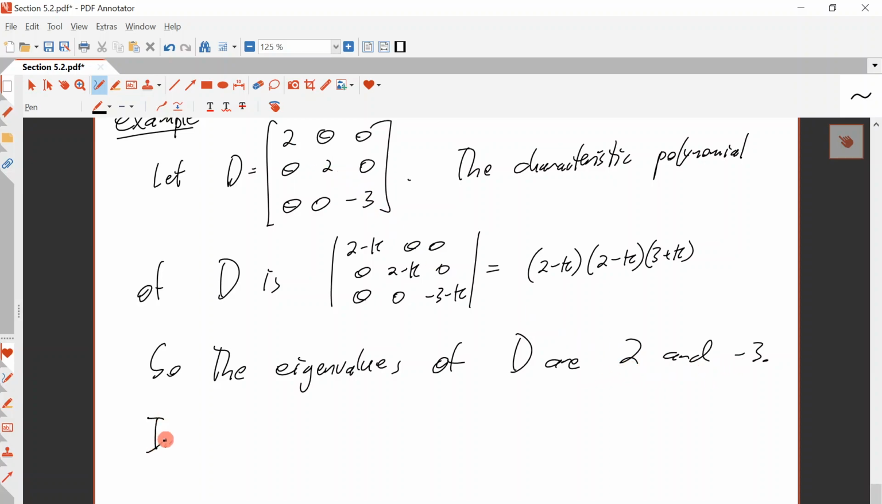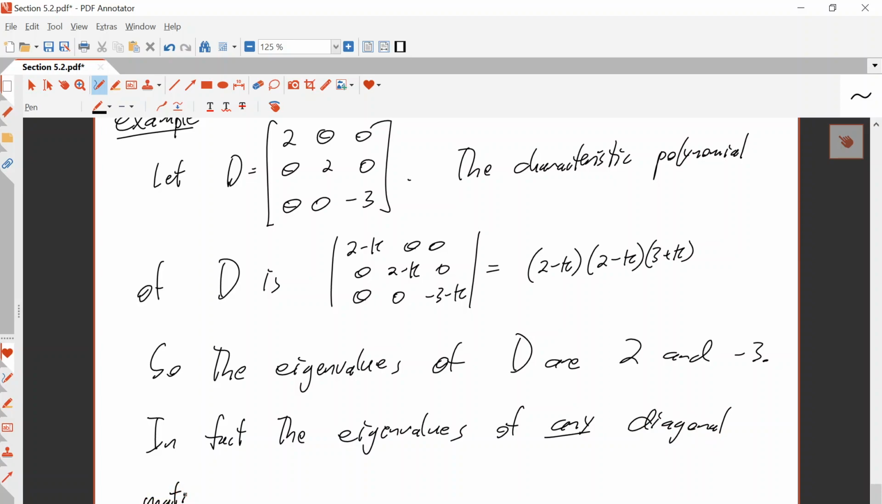In fact, the eigenvalues of any diagonal matrix are simply the entries along the diagonal.